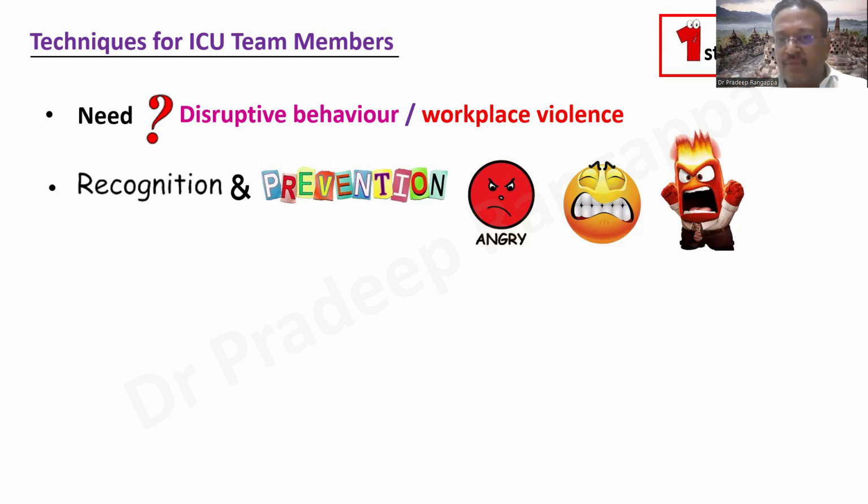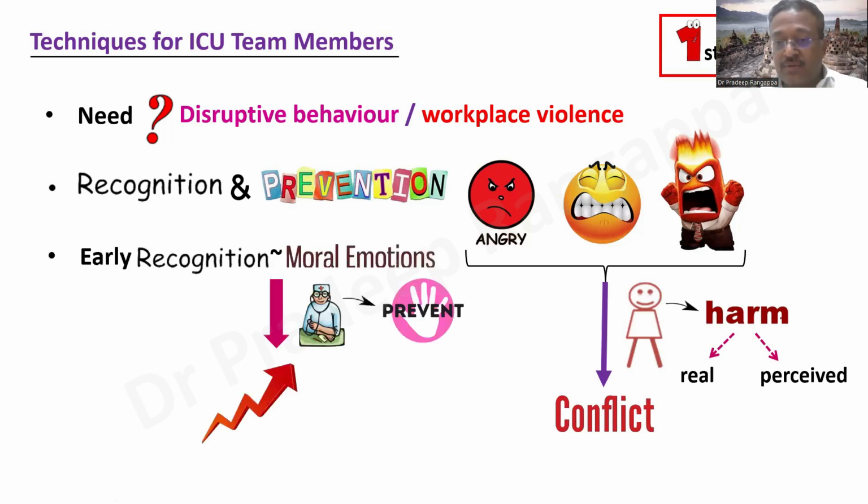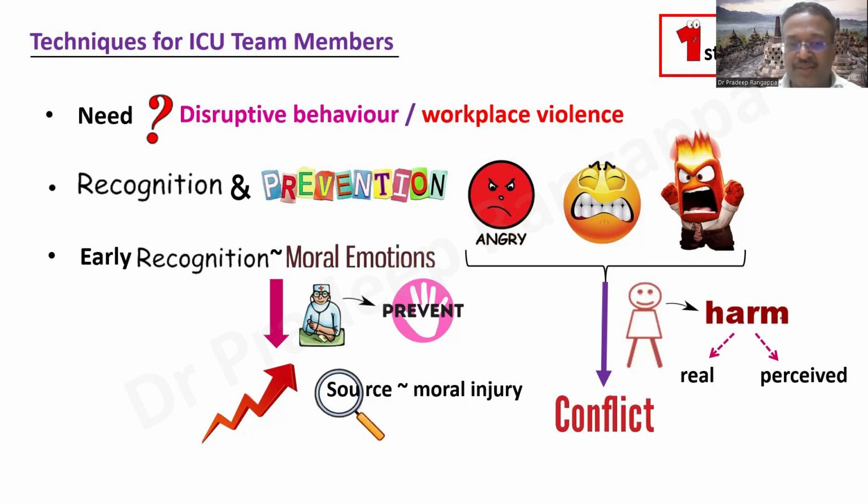And these emotions can be someone being very angry, very frustrated, or very indignant. And all this leads to conflict, and this can lead to harm to the individuals involved in the conflict, which can be real harm or perceived harm. Perceived harm also leads to conflict. And the early recognition of these moral emotions by the doctor helps in preventing the perpetuation or cascading of this violence. And it is important to identify the source of this moral injury.